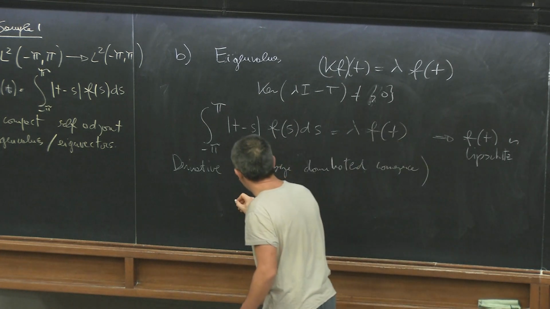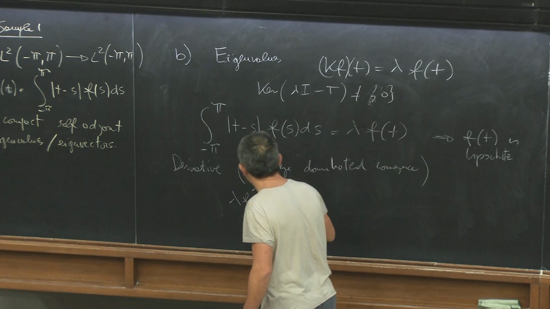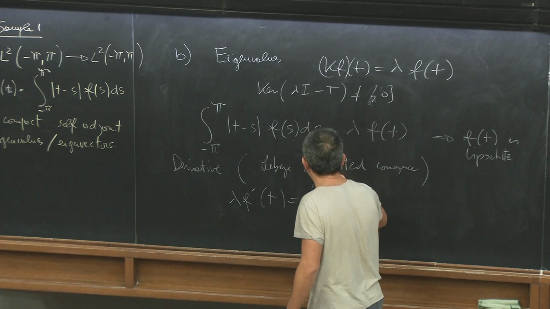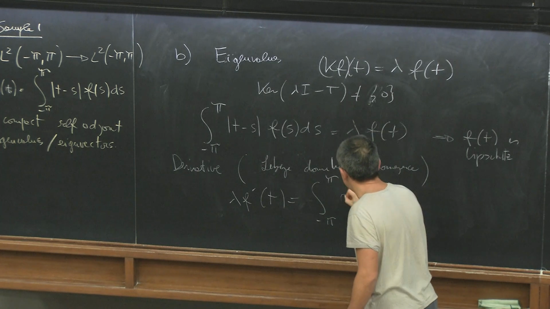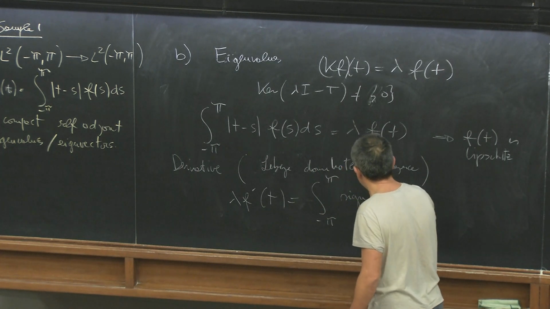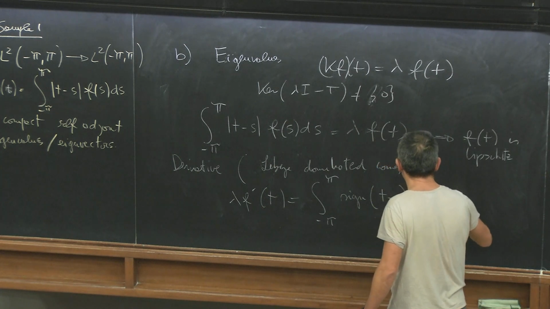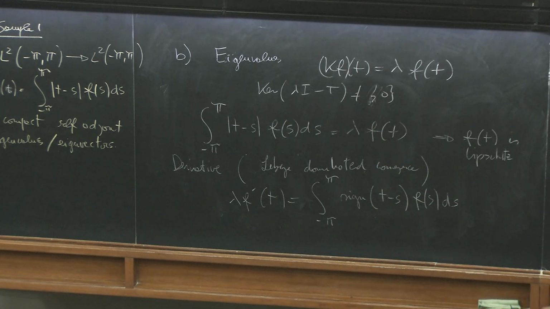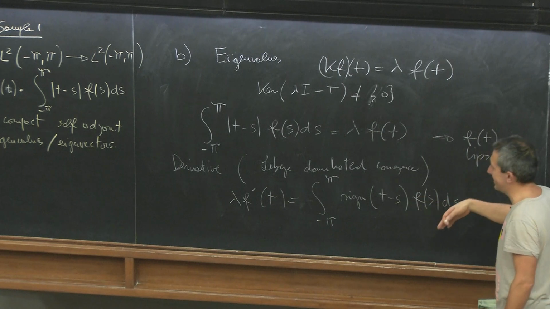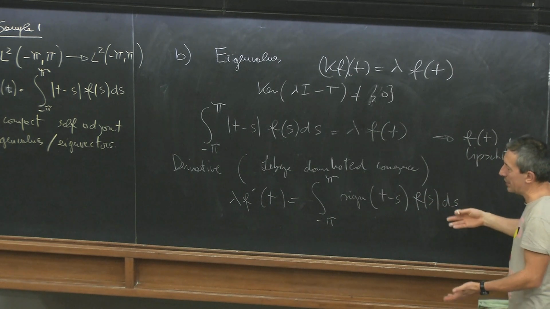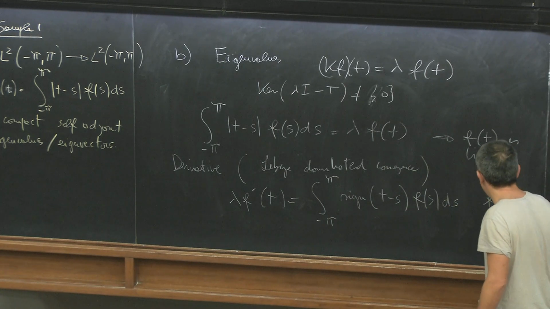And then I get that lambda f prime of t is equal to the integral from minus pi to pi. And this is what? The sine. So its derivative is the sine of t minus s, f(s) ds. And then I discover now that this holds everywhere by continuity. Then f prime is continuous.